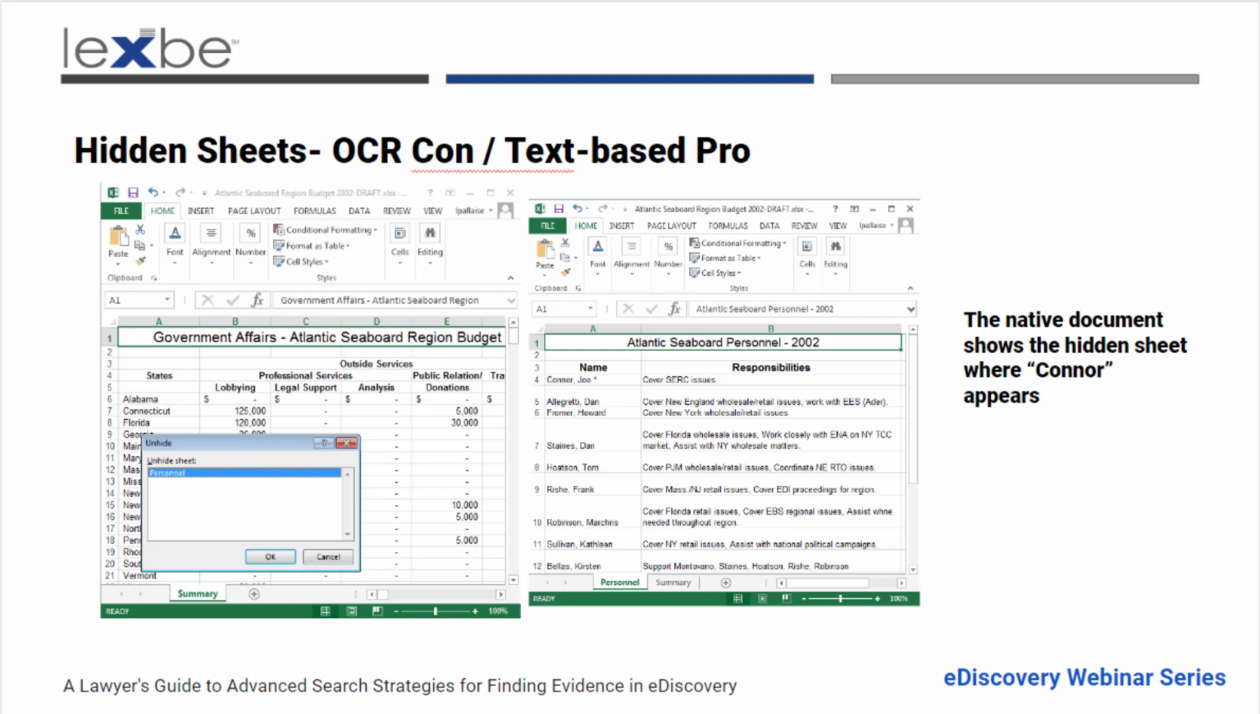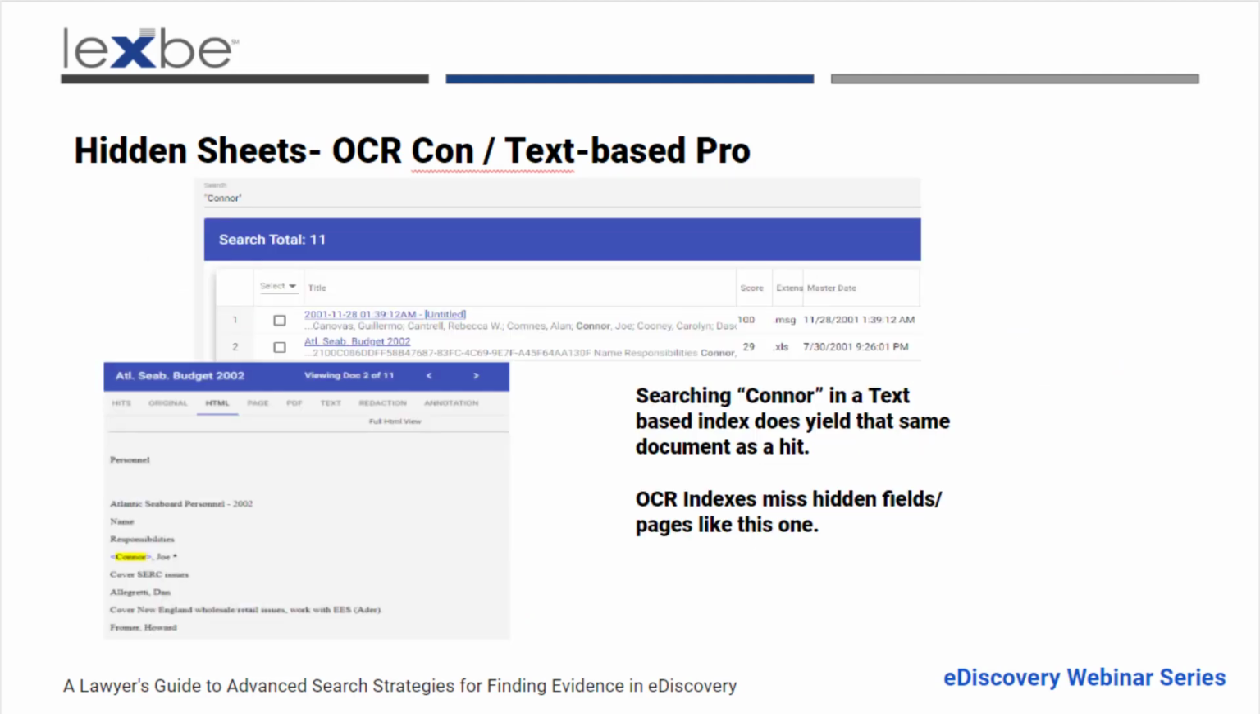So here we have the example showing that in Lexbe's platform, you can see that the word Connor was extracted because Lexbe has a dual indexing feature. We are able to extract the OCR text and the native text all in one concatenated index, so you're not missing any data. And here we'll look at the embedded images.